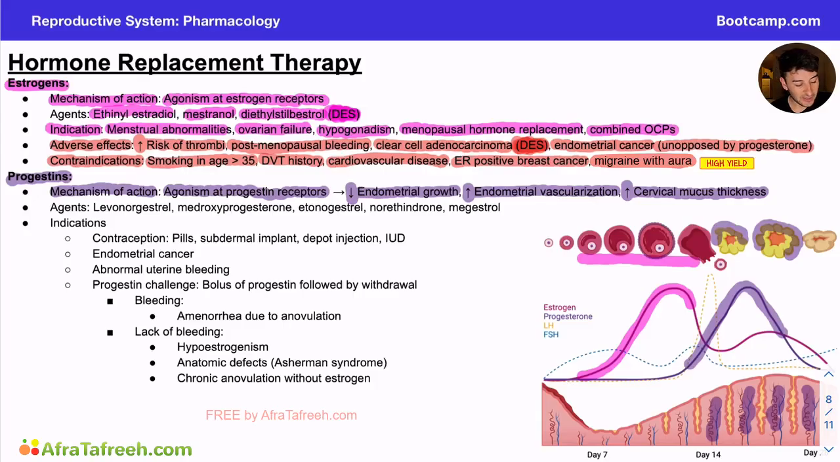Now, in terms of our agents, we have levonorgestrel, medroxyprogesterone, etonogestrel, norethindrone, and megestrol. And these are going to be the progestins that you need to know for test day. These are going to be given exogenously. Most of the time, it's going to be in the form of a pill when it comes to history. However, there are a lot of different ways to give it. We can give it in terms of a subdermal implant and a depot injection, as well as an IUD.